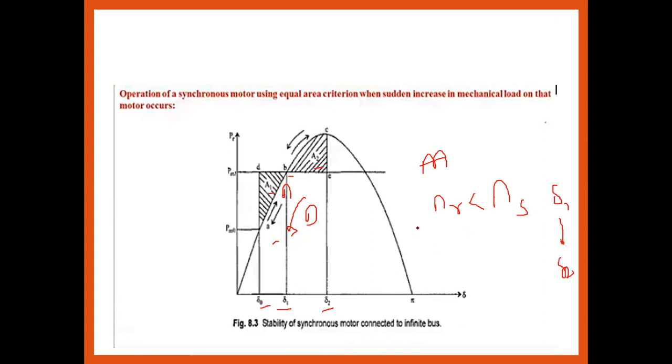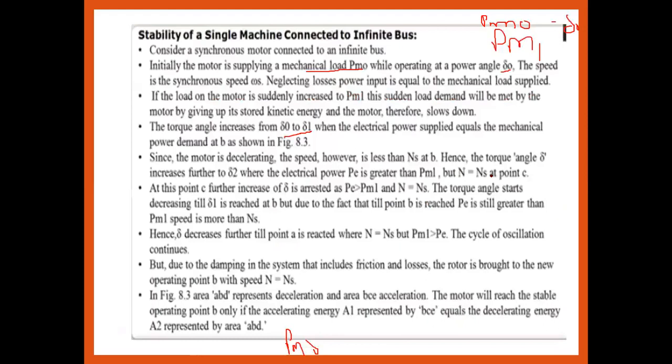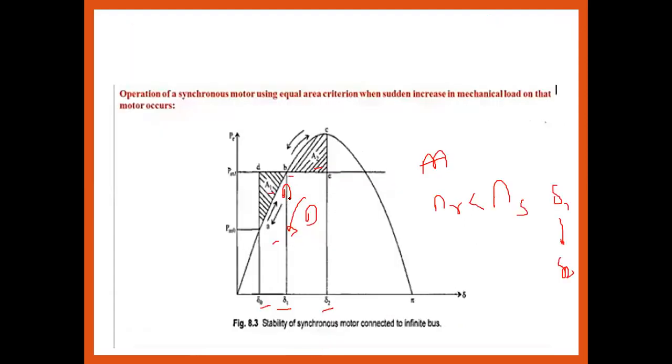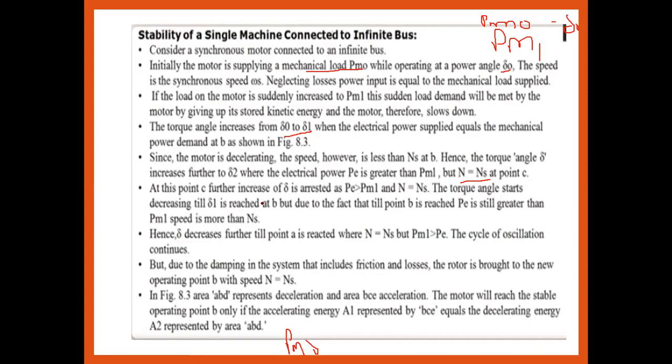That is nothing but the synchronous speed at which it will rotate. So that is why n is equal to ns at angle delta 2, and the electrical P is greater than Pm at the point of C. So at the point of C, the increase of the delta reaches ns, and the area under the Pe should be more than the Pm. Okay, it is more than Pm, and the torque starts decelerating.